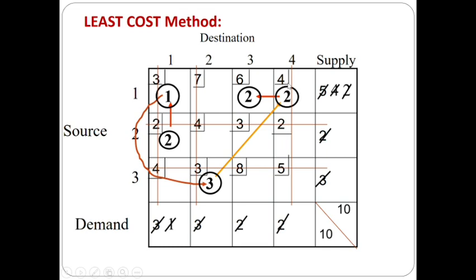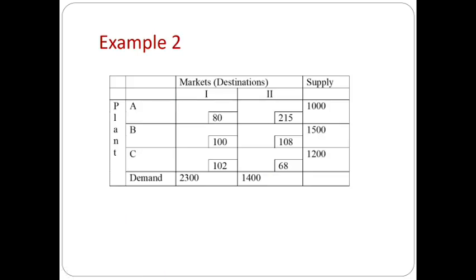particular cell. And the transportation cost will be multiplication and summing up all, that is 3 into 1 plus 6 into 2 plus 4 into 2 plus 2 into 2 plus 3 into 3, which gives 36 rupees. So this is procedure of least cost method. We'll solve one more example using the same least cost method.